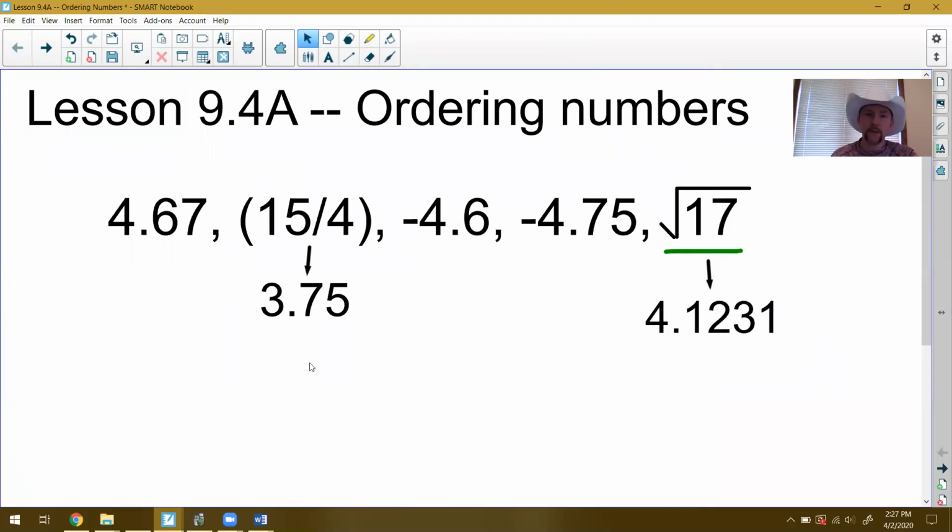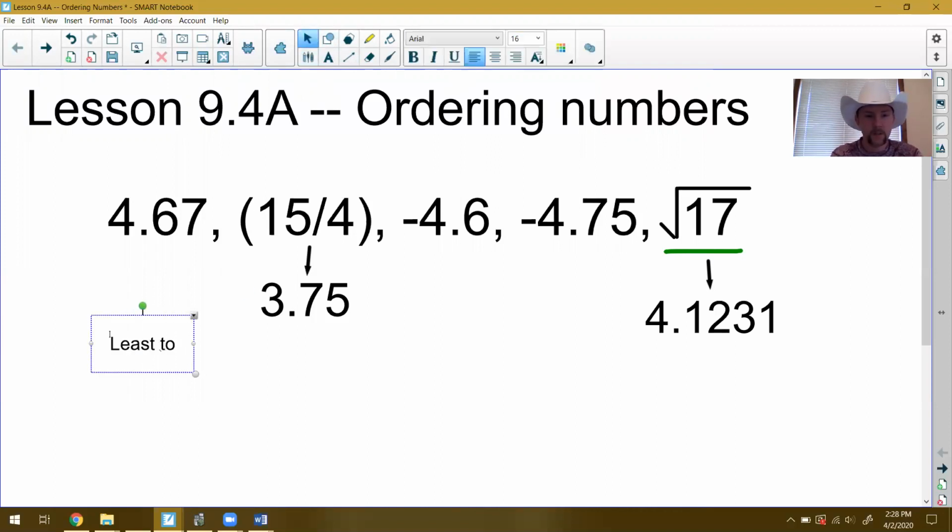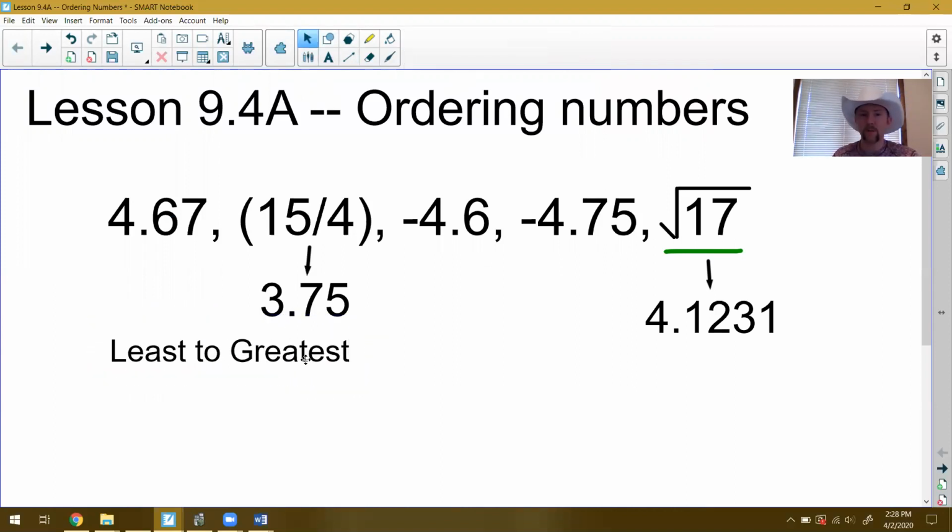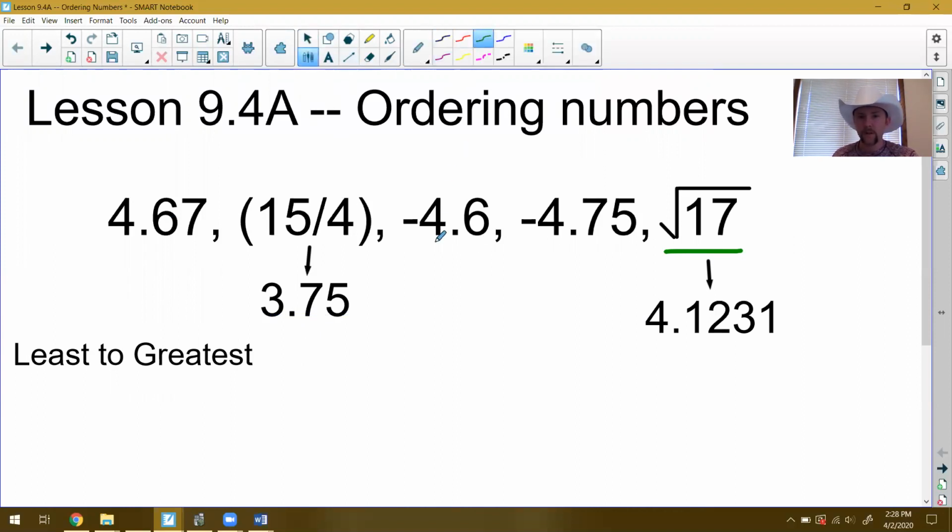So now that I have everything in decimal form, I'm going to start putting things in order, okay? Putting things in order from smallest to biggest, let's say we're going from least to greatest. Least to greatest means I should probably start with my negatives, right? So my two negatives are right here, this one and this one.